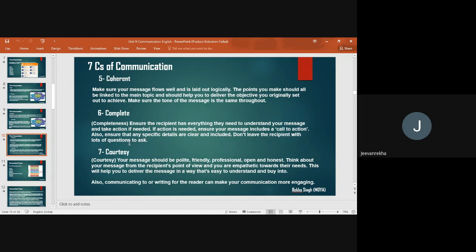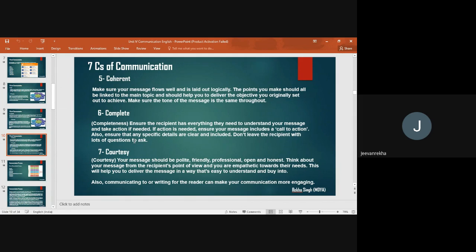I said yesterday, I am going. For example, I'm saying to you, I am going. But where am I going? It should be mentioned there, na? I'm going to market, I'm going to school, I'm going to college, I'm going to meet my friend, here, there, whatever. Okay, you have to make the message clear, complete the sentence. Ensure the recipient has everything that they need to understand your message.